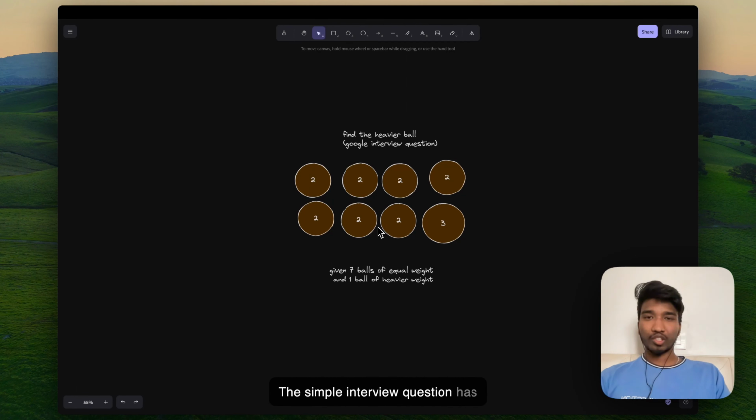This simple interview question has failed a lot of Google interview candidates. So the question is fairly simple. You are given 8 balls, 7 of the same weight and 1 of a different weight. So you'll need to find the odd one out, or the heavier ball, with the least amount of moves.